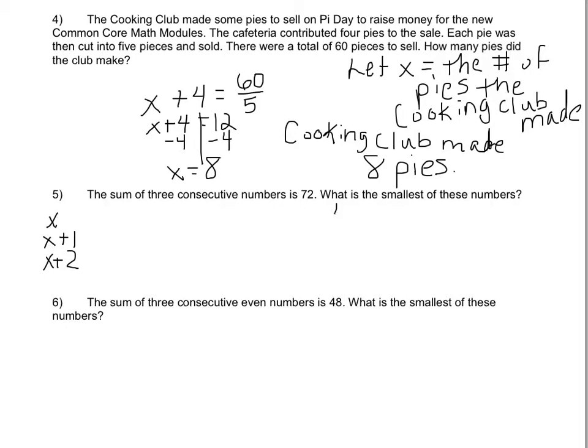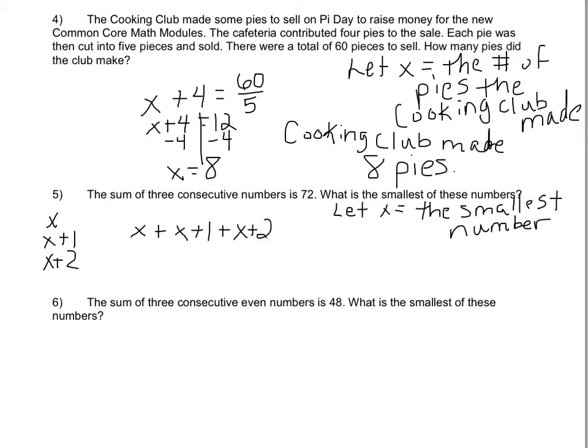We need our let statement. Let x equal the smallest number. So we have our let statement. So then we take our x, x plus 1, x plus 2, and we're going to add them all together. So we have x, we're adding x plus 1, adding x plus 2, and we know the sum in the problem tells us 72. So it equals 72.